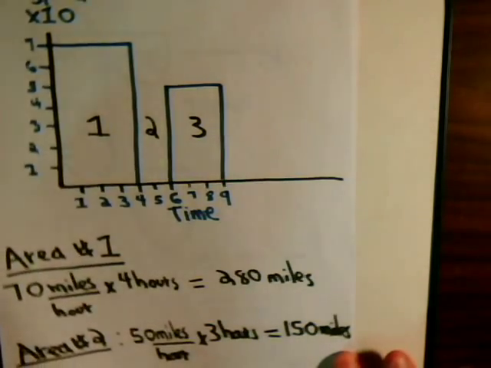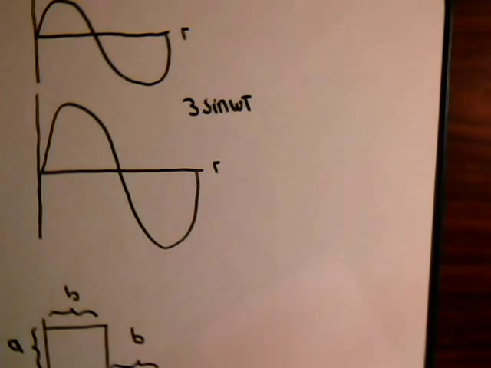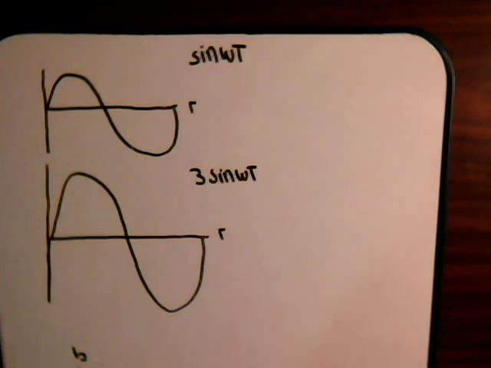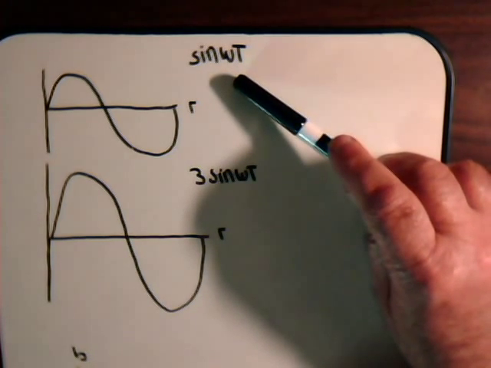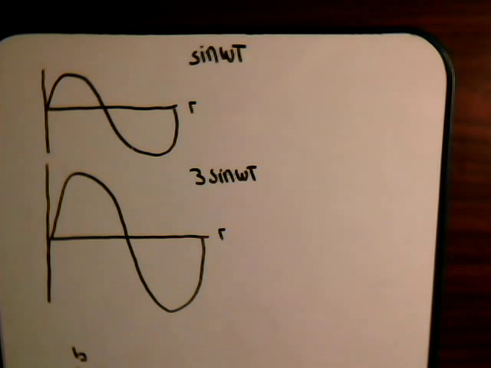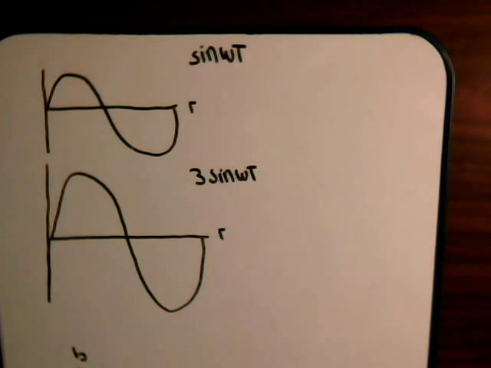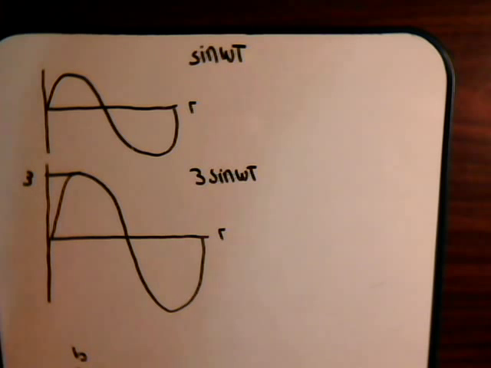But now let's consider, if we don't have rectangles to deal with, but instead we have a sine wave or a cosine wave to deal with. So here's a typical sine wave. We're talking about the sine of omega t. Omega is the angular velocity in terms of radians per second. We had talked about that back in video number 69. Of course, its amplitude is 1. Now, if we had 3 times the sine of omega t, then the amplitude of this would be 3. And down here, minus 3.